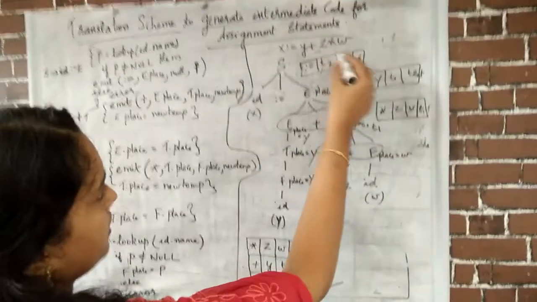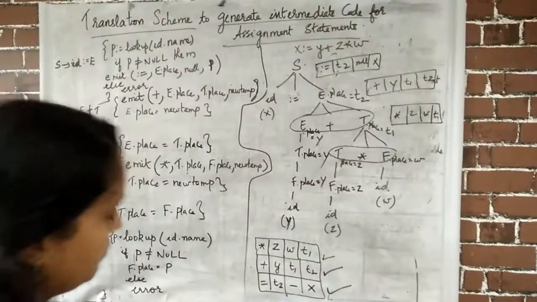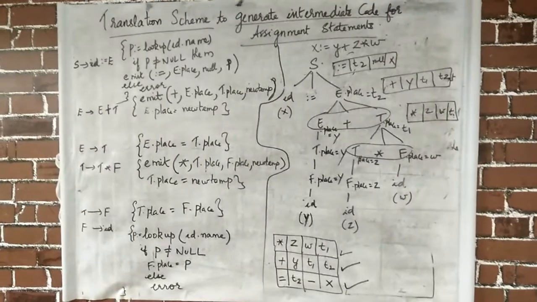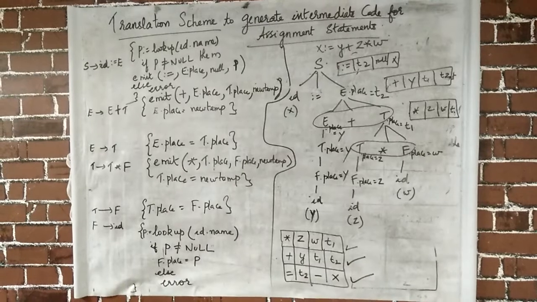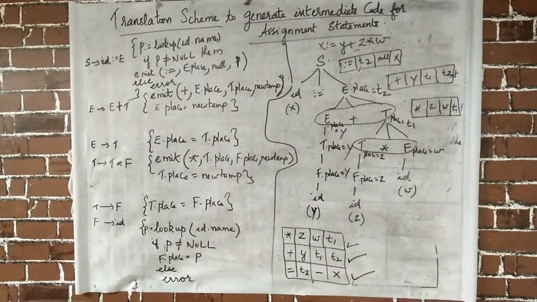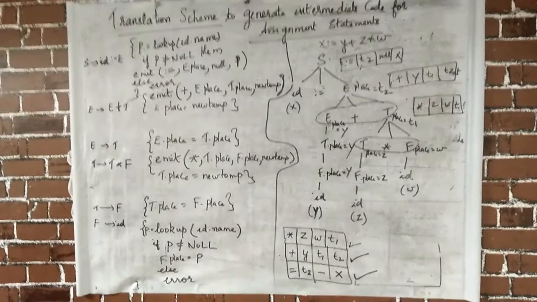Okay, so we have generated the three address code for the assignment statement. We have to make use of the functions emit and lookup, and we'll use an attribute known as place. So this is how we generate the intermediate code for an assignment statement.